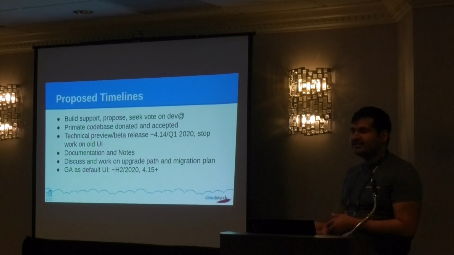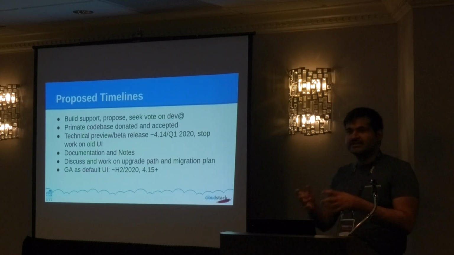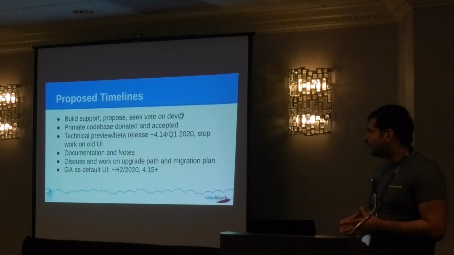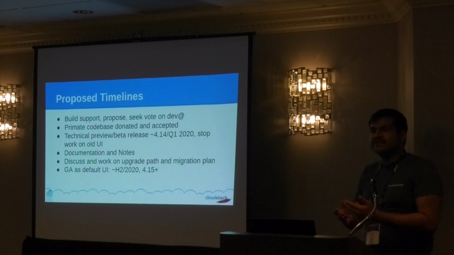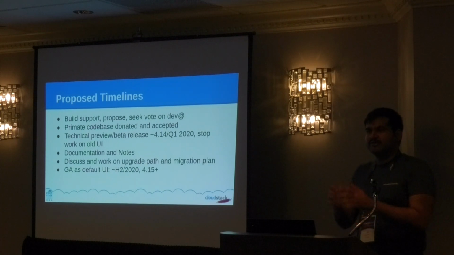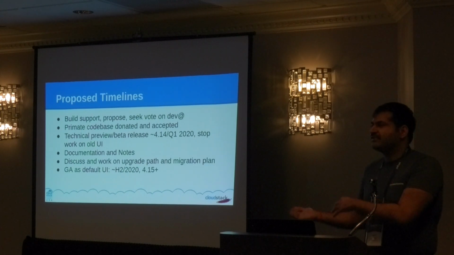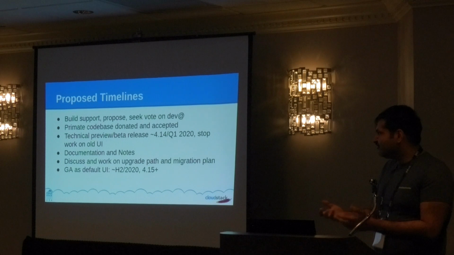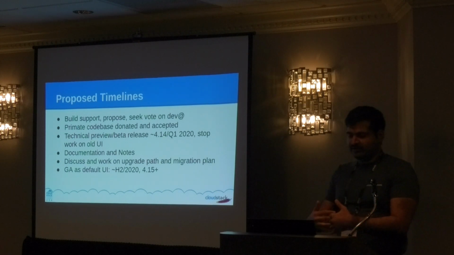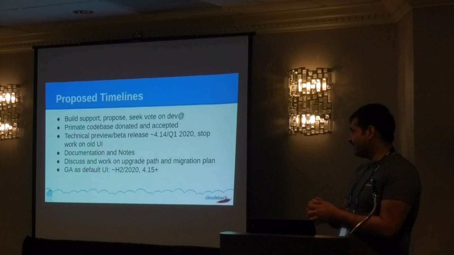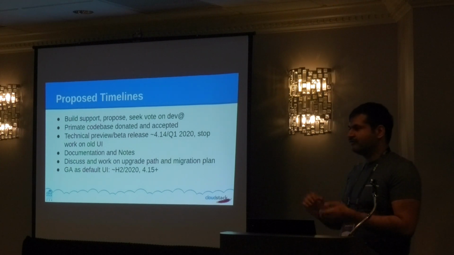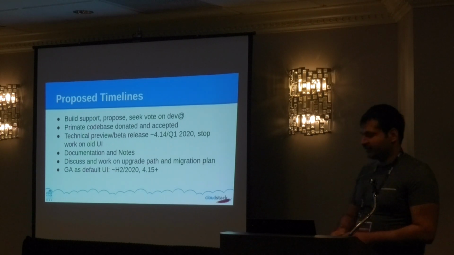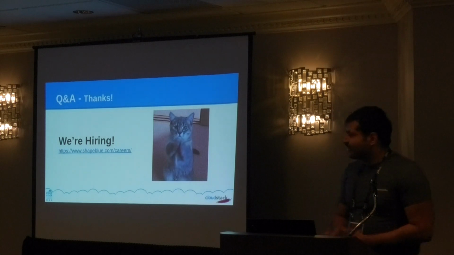And then after that, in the next 6 months or so, we work on the documentation, notes, gather feedback, do all that iteration, and come up with a proper upgrade path and migration path. So the proposal could be that, let's say after 4.14, we stop working on the old UI. If the community accepts and the UI looks feasible, the general availability from a release point of view can be done on and after 4.15. That means second half of 2020. That's the proposed timeline for the code base in the project. Okay, thank you everyone.